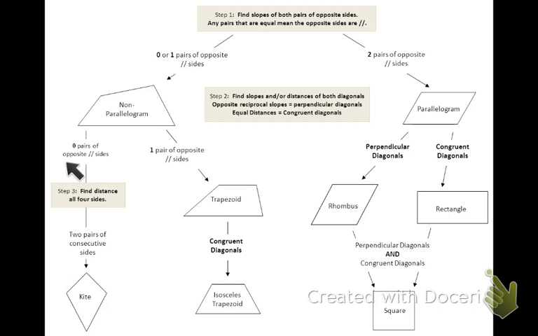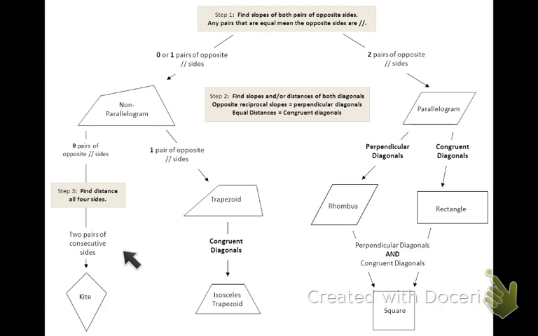If you had 0 pairs of opposite parallel sides, it might be a kite, or it could just be a regular old non-parallelogram, which is just a regular old quadrilateral. That's an option too. It does not have to be a kite. How do you check to see if something's a kite? What's the easiest thing you can do? What do you know about the sides? Two pairs of consecutive sides.